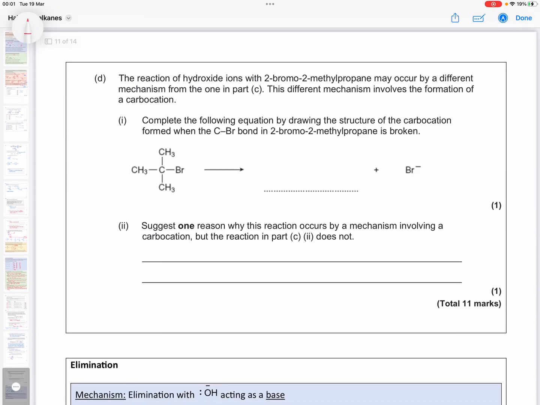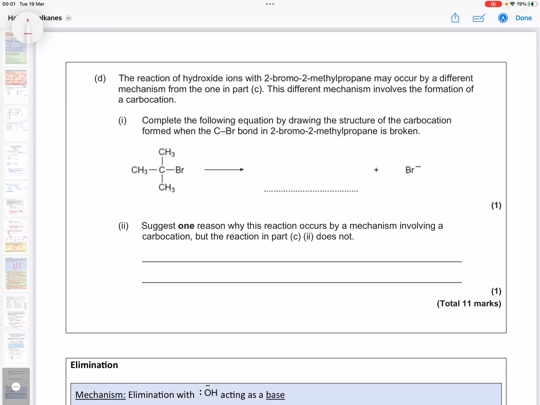The reaction of hydroxide ions with 2-bromo-2-methylpropane may occur by a different mechanism. So this is where I've mentioned we're not necessarily on the A-level syllabus. So this is like a question which has extended the students answering this question for the first time to think about a different mechanism. There is only one mechanism on your A-level syllabus, so this different mechanism is a bit of a curveball on this particular exam question. This different mechanism involves the formation of a carbocation. So a carbocation is a positively charged carbon atom. So logic is what's going to get us the first answer.